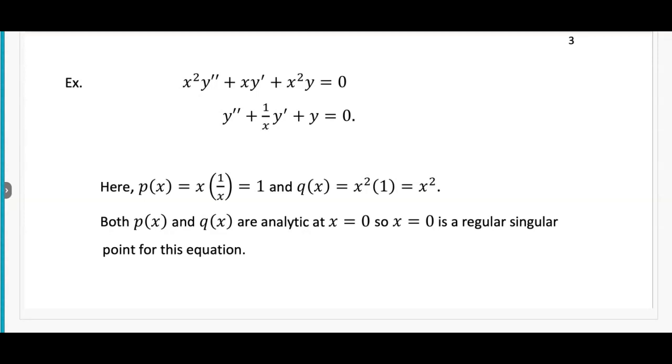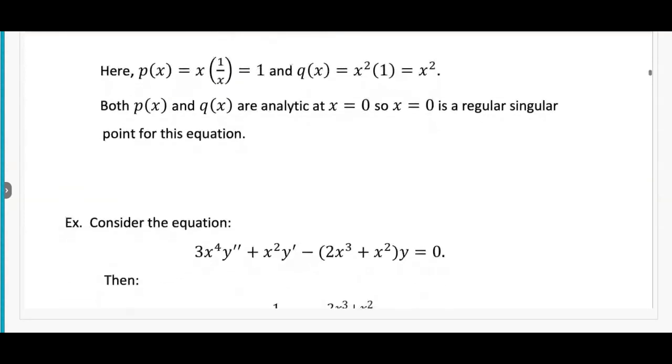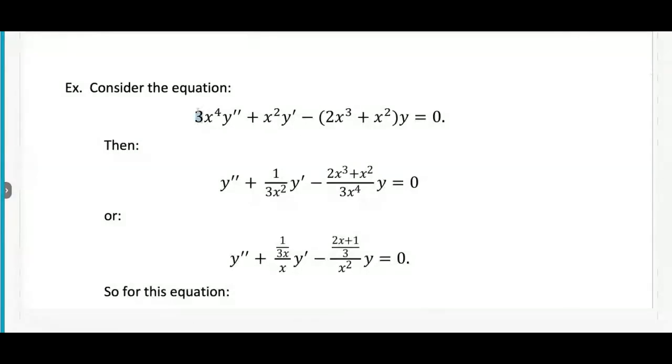Similar to Anchi's presentation. Now consider this equation: 3x to the 4th power times y double prime, where a of x is 3x to the 4th power, b of x is x squared, and c of x is negative 2x cubed plus x squared. Now we want to transform to p of x, q of x. So we divide every term by a of x, which is 3x to the 4th power.